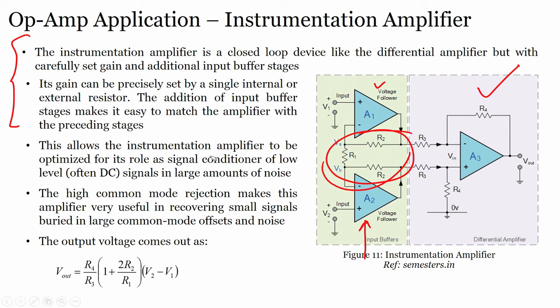So, what this is saying is that if I have a condition where I have a signal and there is a presence of huge noise, how can I use the instrumentation amplifier?